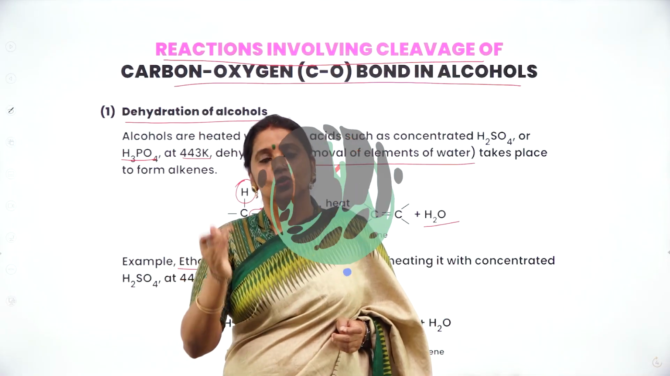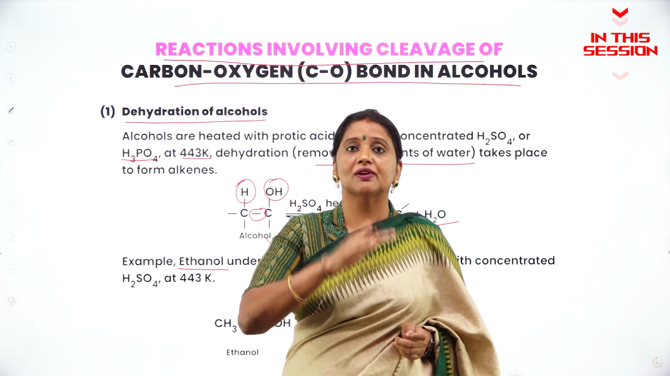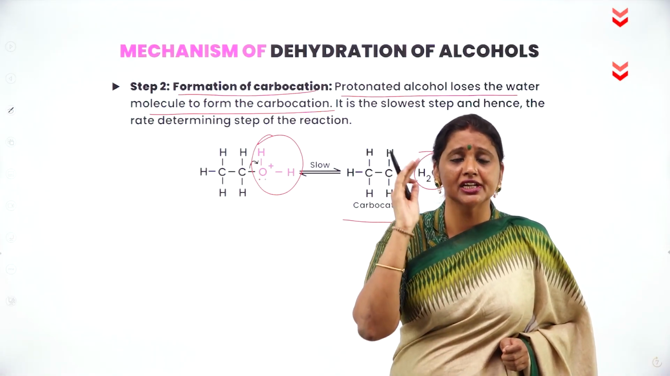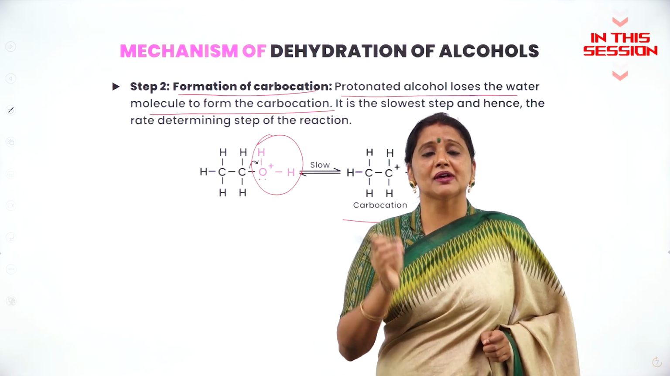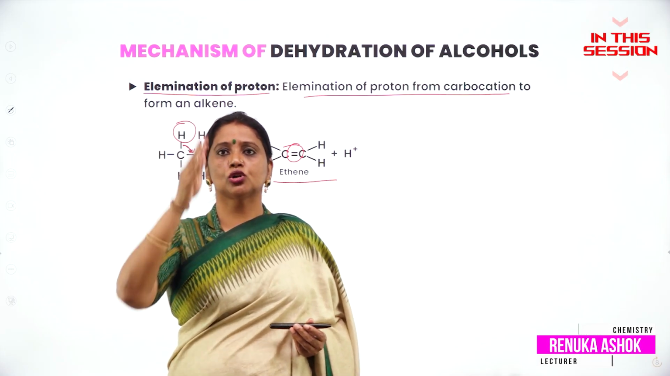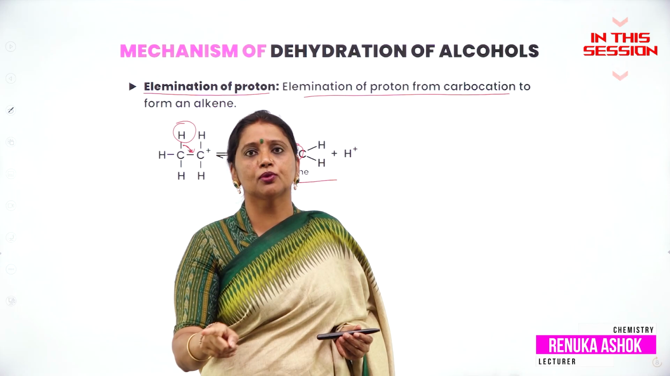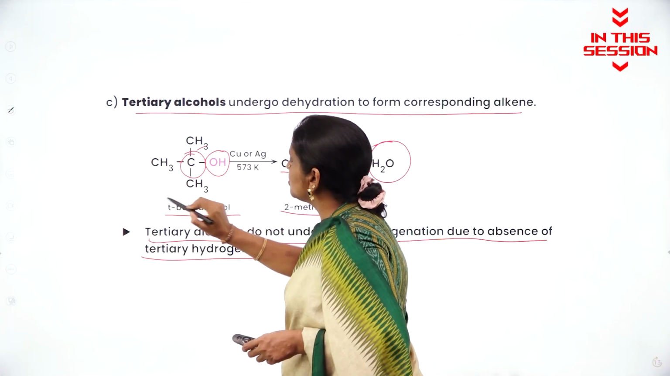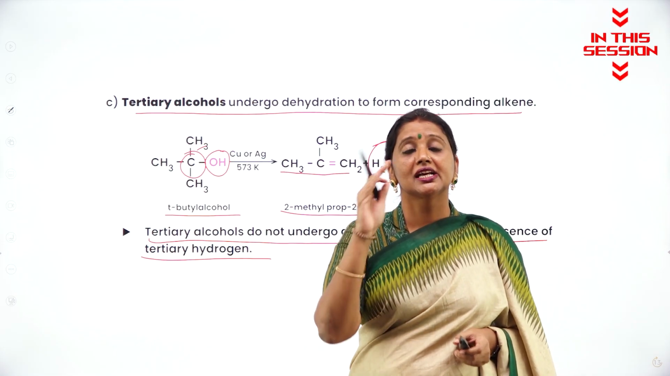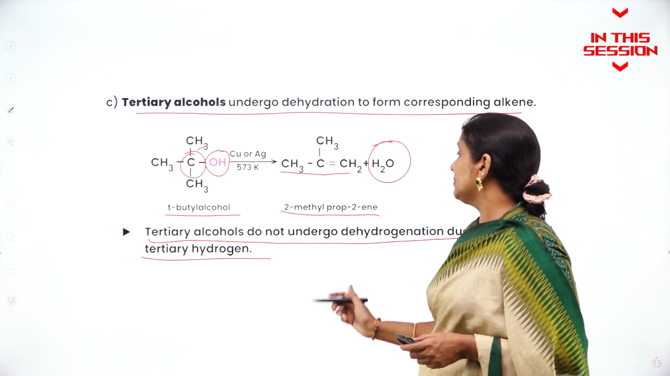When you add water to alkene in the presence of acid catalyst, it will form alcohol. What is carbocation? Carbocation is the reaction intermediate where the carbon carries a positive charge. The mechanism of dehydration of ethanol to ethene consists of 3 steps: protonation, formation of carbocation, and deprotonation. There is no tertiary hydrogen, therefore it does not undergo dehydrogenation. Instead of dehydrogenation, it undergoes dehydration to form alkene.